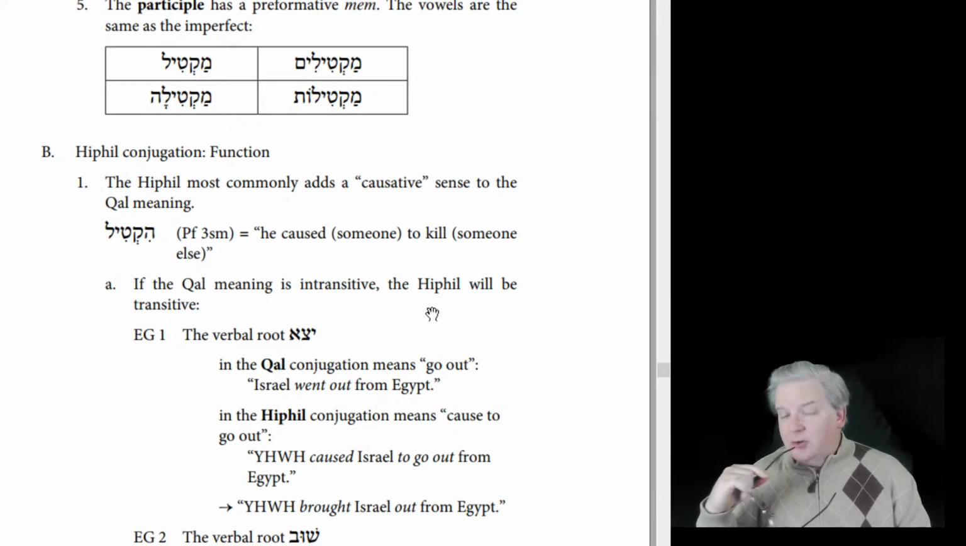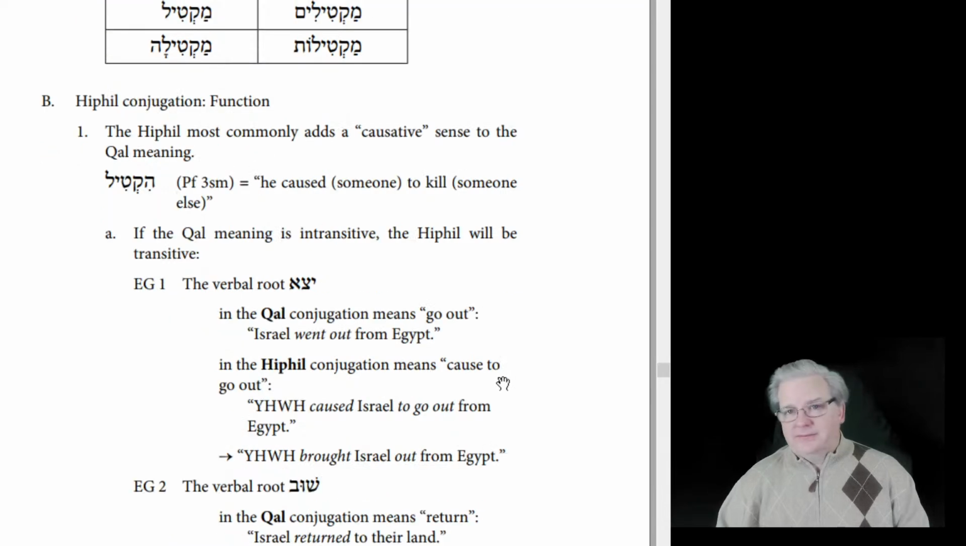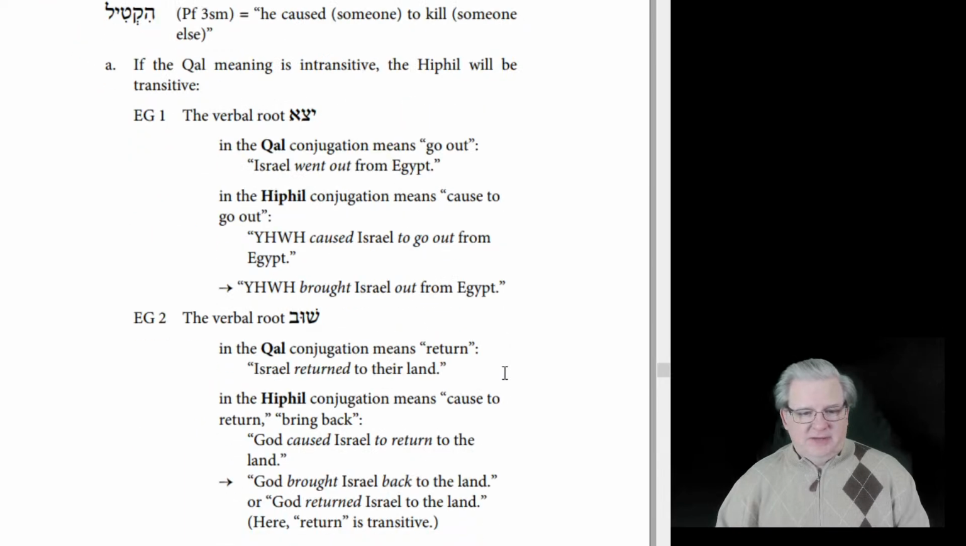The go verbs, verbs of motion. I caused the people of Israel, oh, excuse me, I caused the people of Israel to come up out of Egypt, right? I brought them out of Egypt. That's how we have causation built into one of those verbs like that, and things along those lines. That's what causation is. So your verbal root yatsa, to go out, becomes cause to go out, bring out. See, that's what that is. The verbal root shuv, Israel returned, caused to return, brought back. Okay.